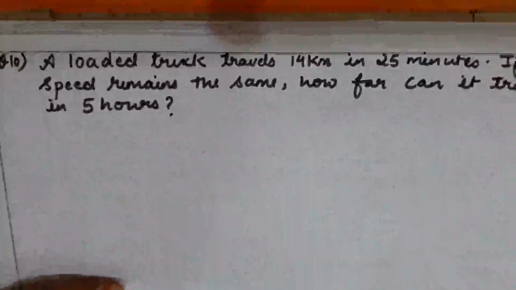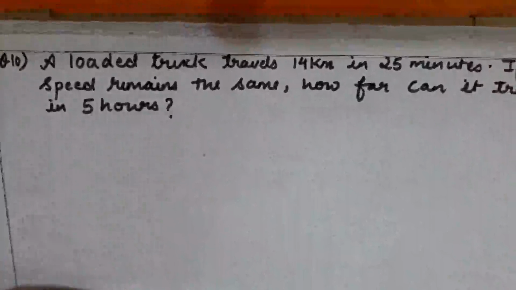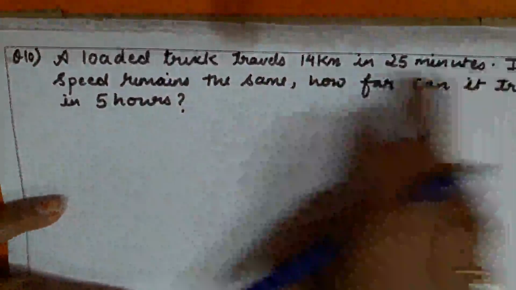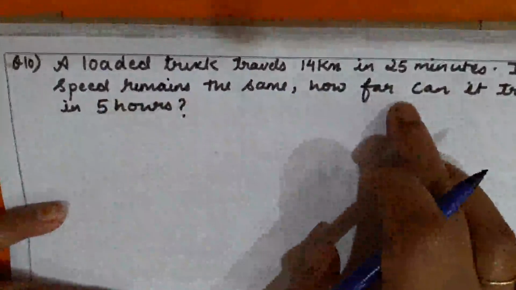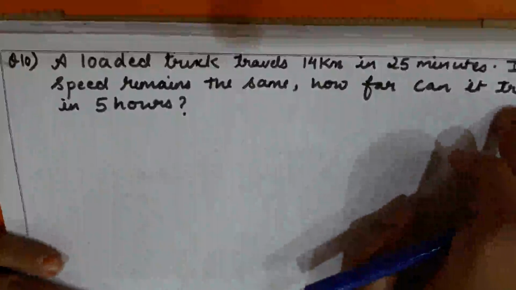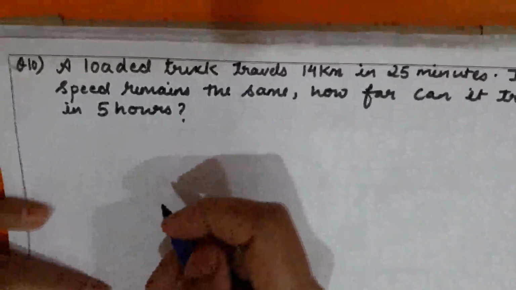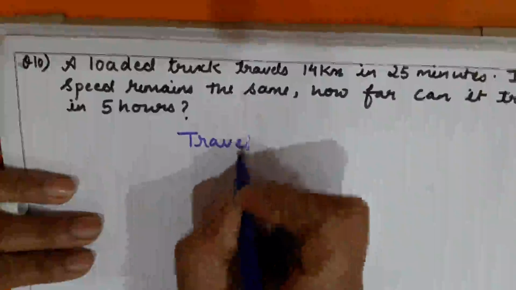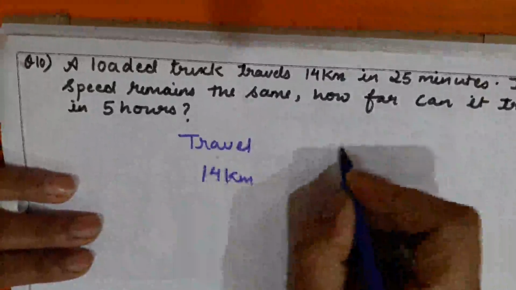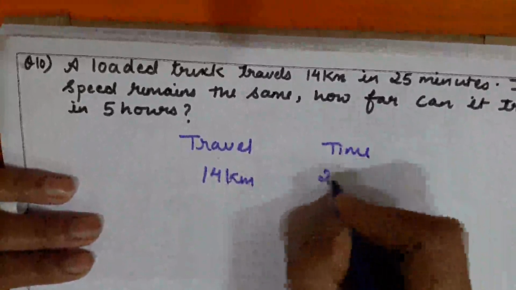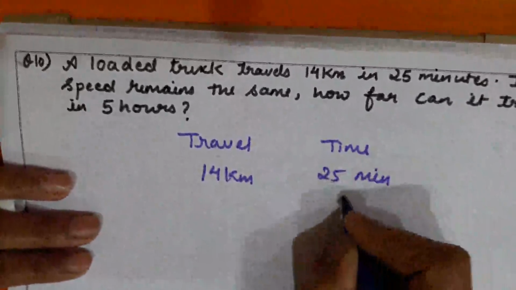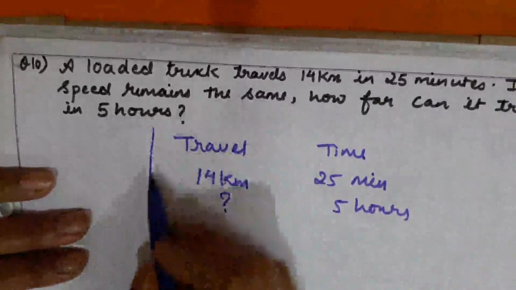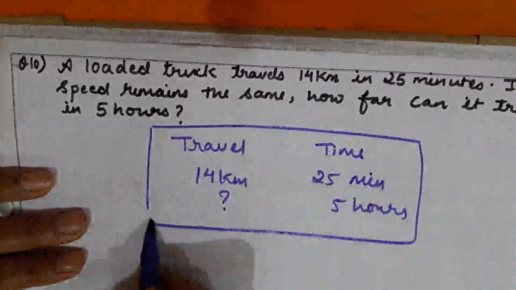Now the 10th question we are having. A loaded truck travels 14 km in 25 minutes. If the speed remains the same, how far can it travel in 5 hours? Okay, so one truck is already loaded. So let's make the table. It travels 14 kilometers, and the travel time on this side is 25 minutes. Okay, in 5 hours how much distance should it travel? So in this way we are going to make the table.